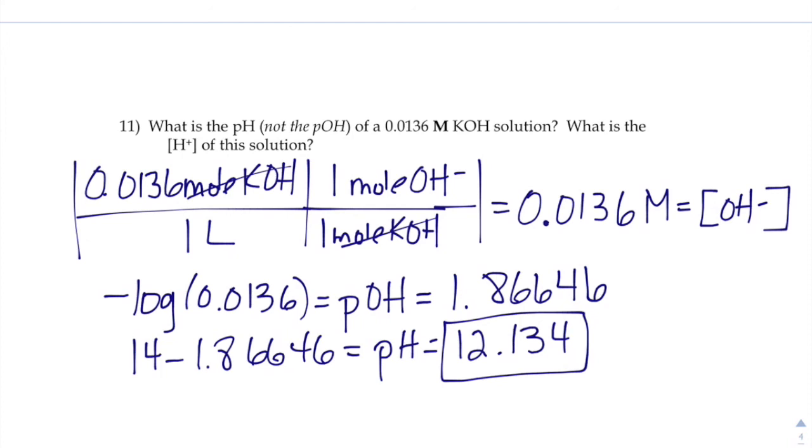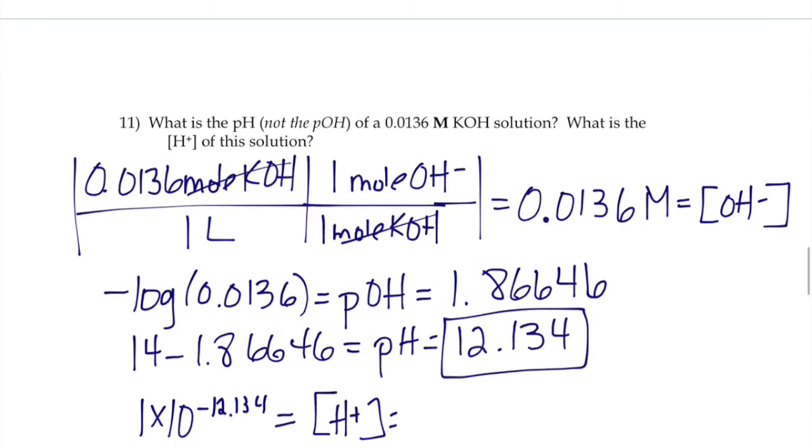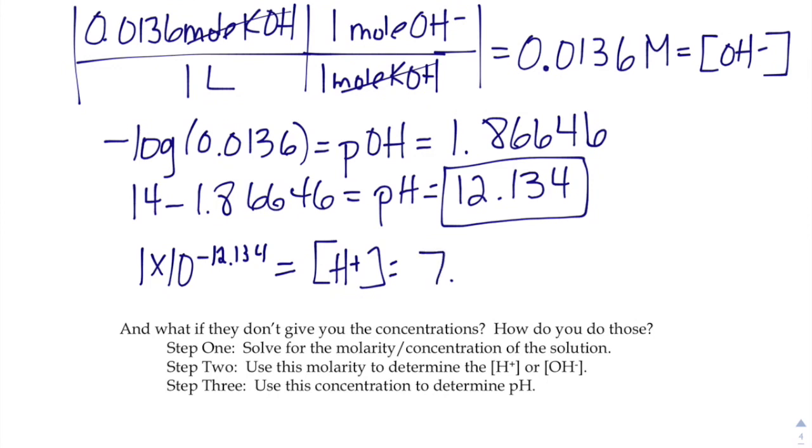Well, there's the pH. What about the other part, the H plus? Well, that pH, that's the power of our hydrogen. So if I do 1 times 10 to the negative 12.134, that'll give us our H plus. They're all kind of linked together. So when you do that, you should be getting somewhere in the range of about 7.35 times 10 to the negative 13. Something like that.